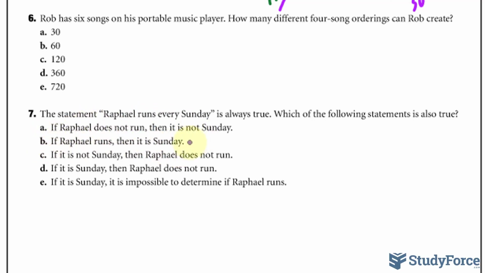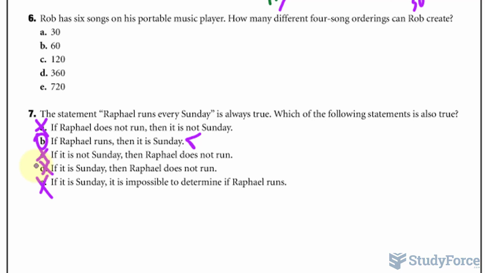That also seems true, B. If it is not Sunday, then Raphael does not run. Well, we don't know that. We don't know if he runs on other days. If it is Sunday, then Raphael does not run. That's not true. If it is Sunday, it is impossible to determine if Raphael runs. That's not true. Let's revisit C. If it is not Sunday, then Raphael does not run. We don't know if that's true. If Raphael does not run, then it is not Sunday. We also don't know if that's true. If Raphael runs, then it is Sunday. I think it's B.